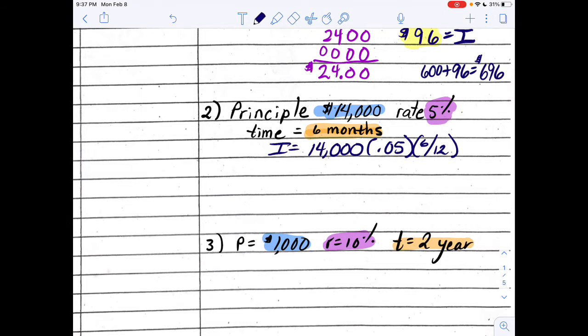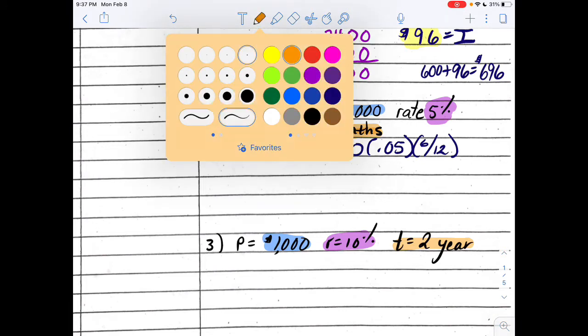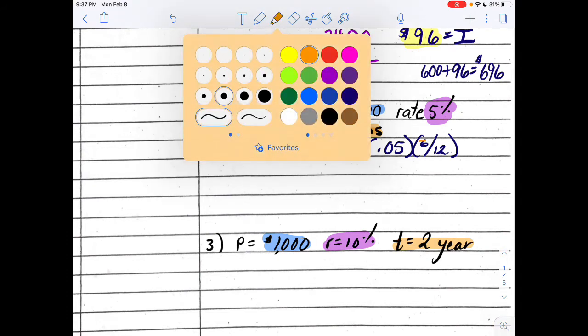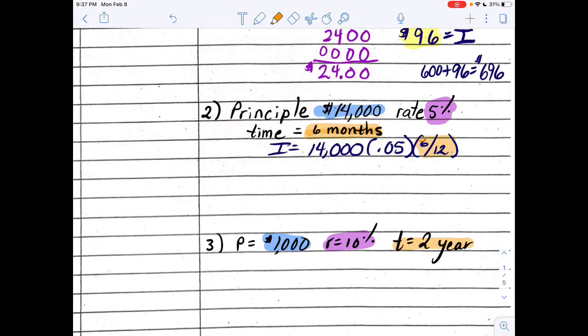So be careful with time. It's not 6 years, so it's 6 out of 12. So the time is a little tricky this time. Oops. Let me use a highlighter for you. There you go. All right, so let's do our math.